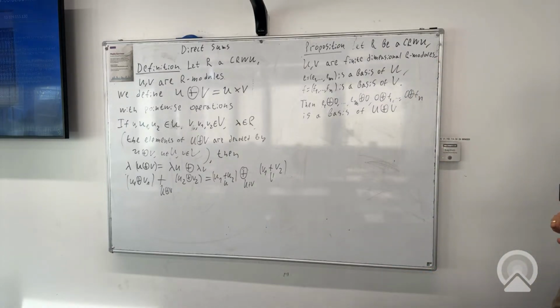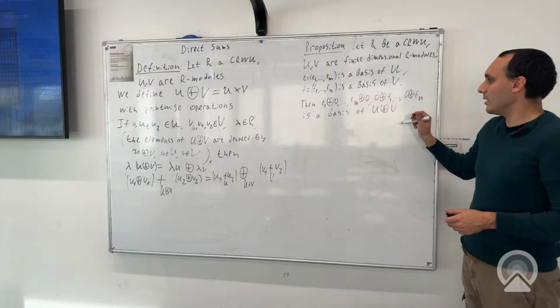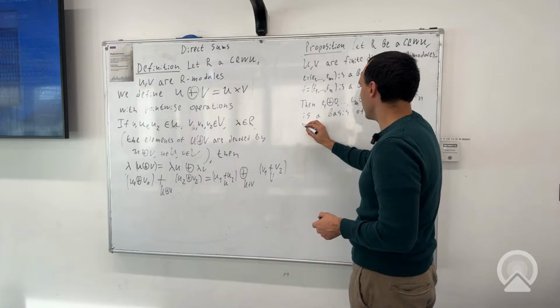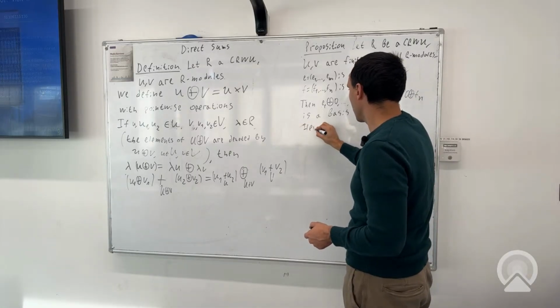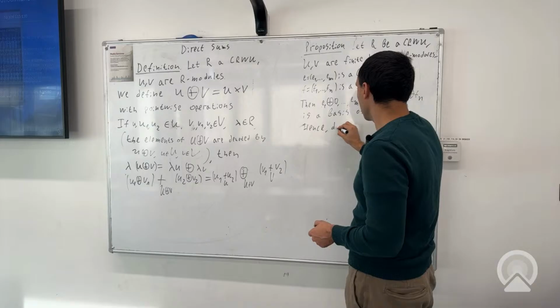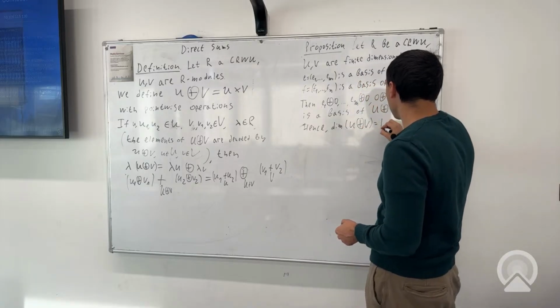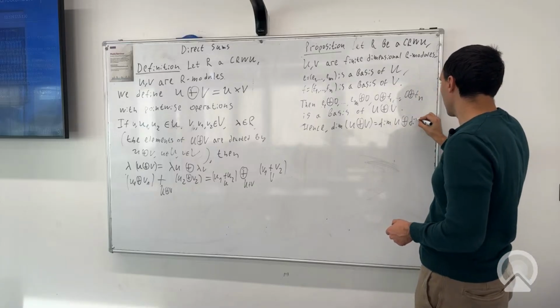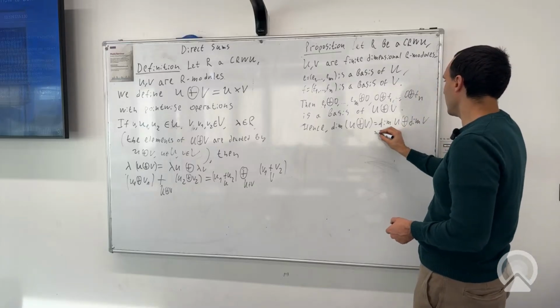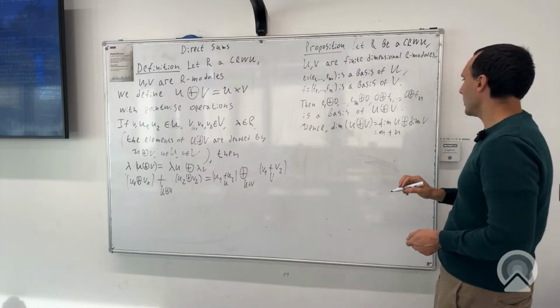And so what's the dimension? Therefore, and so hence, the dimension of U direct sum with V is the dimension of U plus the dimension of V, which is M plus N. Okay.